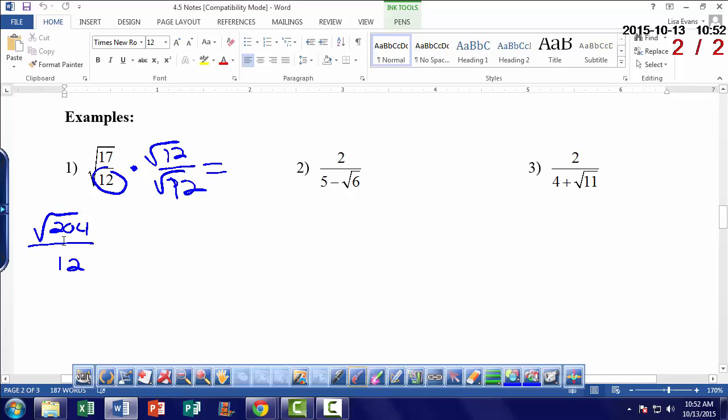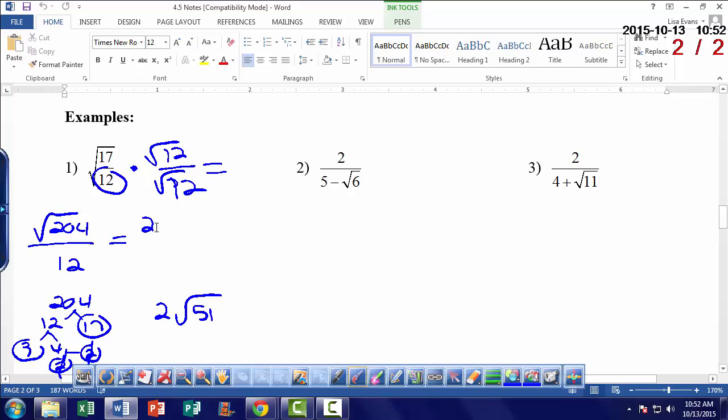Now I need to do a factor tree for 204. So if I do a factor tree for 204 off to the side, I know that it's 12 times 17. Can't do anything with 17. 12 I can do 3 times 4. 4 I can do 2 times 2. So I end up with a 2 on the outside and a 3 and the 17 left over on the inside, which gives me 51. So when I write this, I get 2 root 51 over 12.